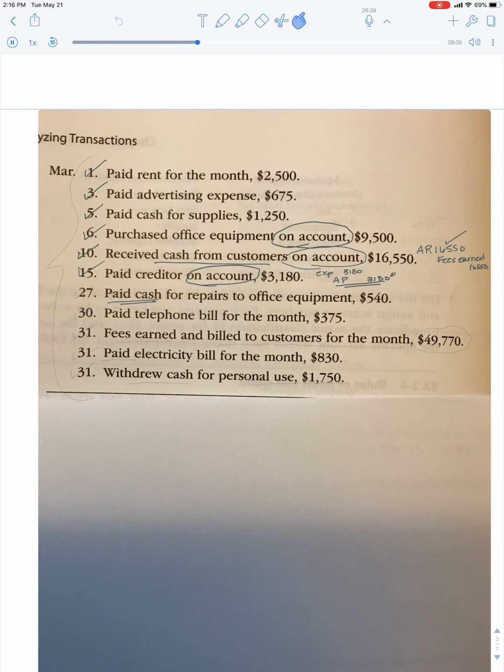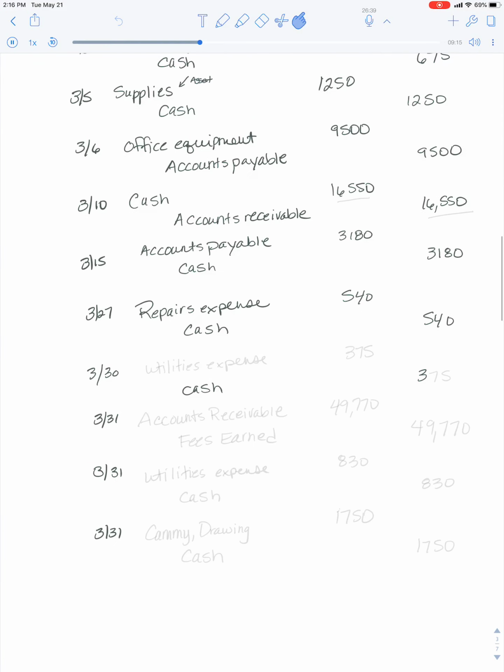Okay. Then on the 30th, we are going to pay for a telephone bill. Again, we're going to use cash, so cash goes down with a credit. We could call it phone expense or utility expense to describe it.